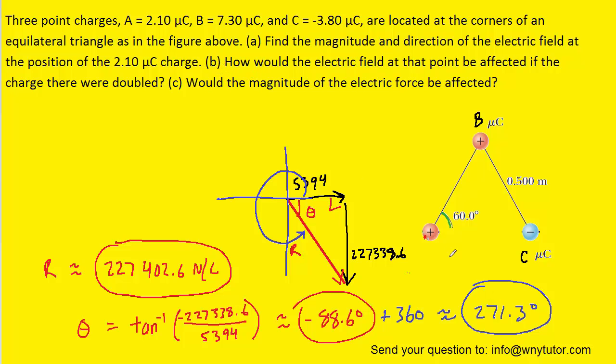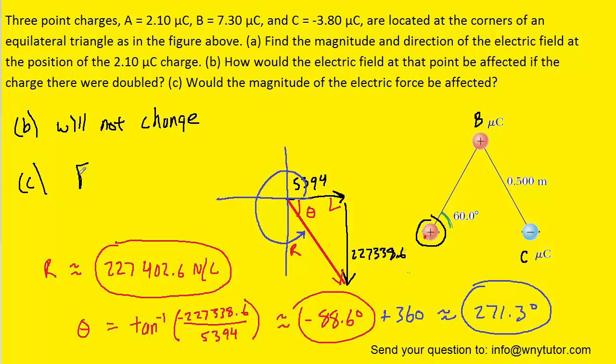For part B, how would the electric field at this point be affected if the charge there were doubled? Notice that we actually never factored in this charge into our calculation of the electric field here. So in fact, the electric field will not change if we double the charge at that point. So the answer to part B will be that it will not change.